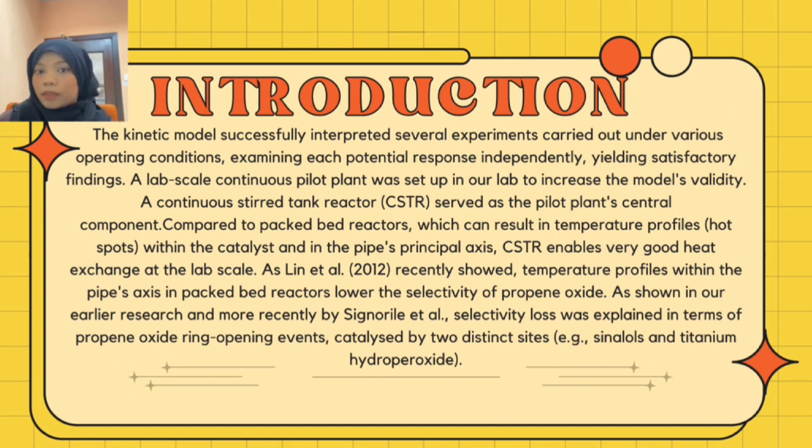result in temperature profiles within the catalyst along the pipe axis. CSTR enables very good heat exchange at the lab scale, as Lin et al. 2012 recently showed. Temperature profile along the pipe axis in the packed reactor lowers the selectivity of propylene oxide. As shown in our research and more recently by other researchers, selectivity loss was explained in terms of propylene oxide ring opening event catalyzed by two distinct sites.